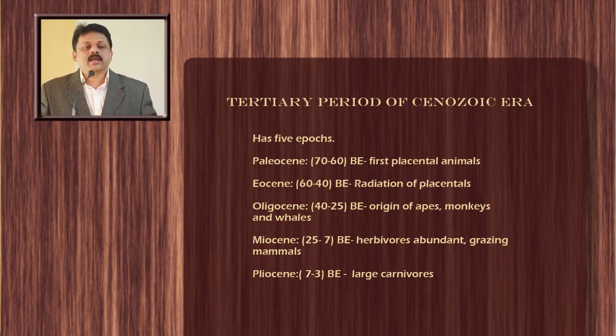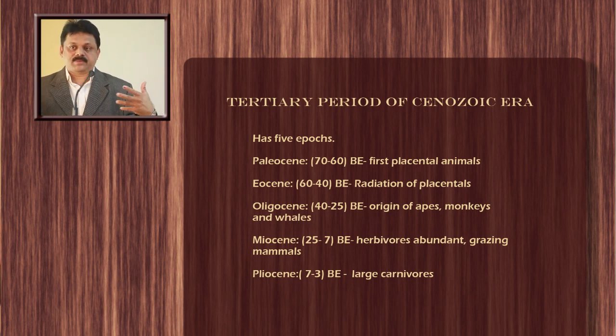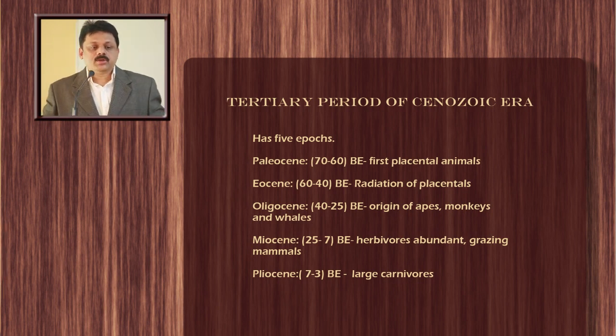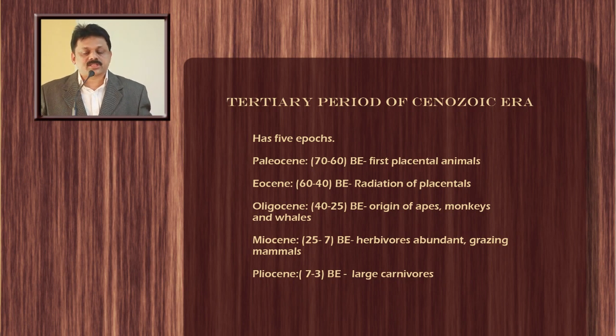The third epoch is referred to as the Oligocene epoch, that is between 40 to 25 million years before present, and the major biological event that occurred during the Oligocene epoch is the origin of the apes, monkeys and whales. So the primates started appearing during the Oligocene epoch of the Tertiary period of the Cenozoic era, between 40 to 25 million years before present.